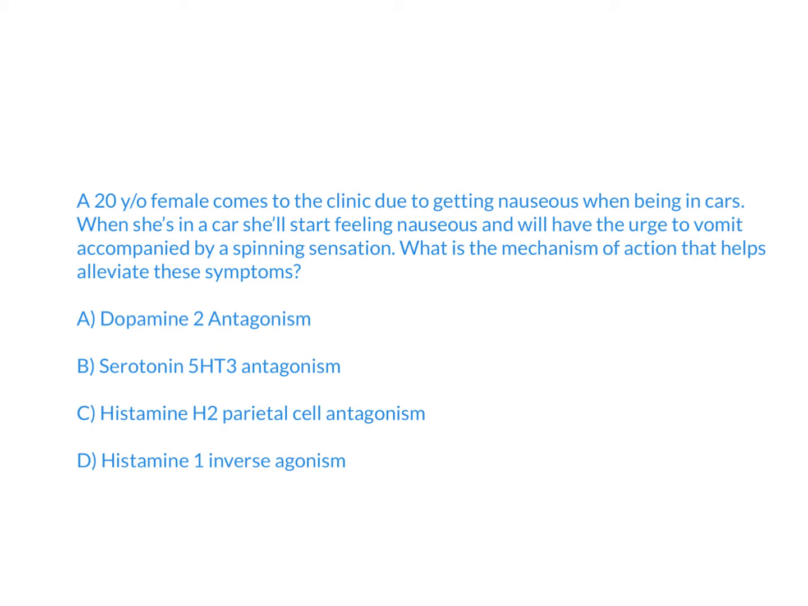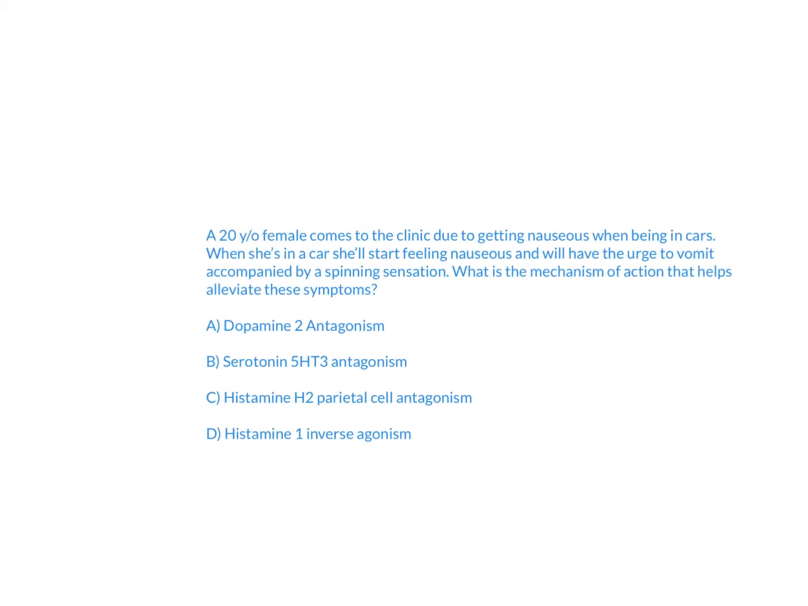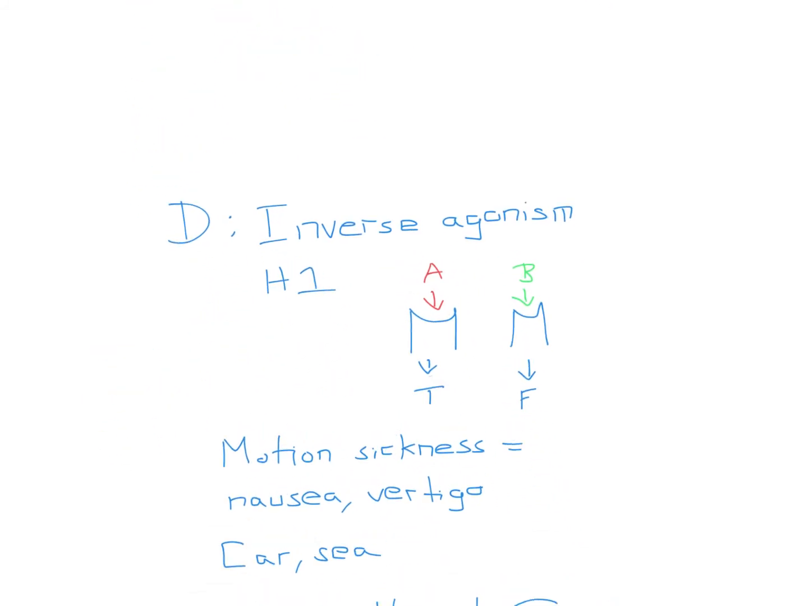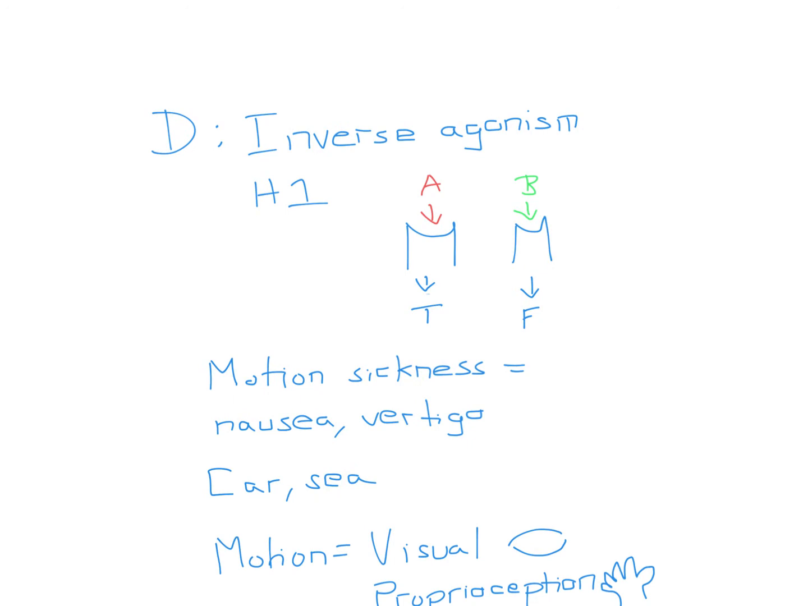Okay, so the answer is going to be D, histamine 1 inverse agonism. For this question, it's going to be inverse agonism, and overall the actual problem is going to be motion sickness. But let's talk about inverse agonism first. Essentially, if you have a normal ligand, for example histamine, come in and bind to the receptor, it's going to have an effect, right? So let's say that's true.